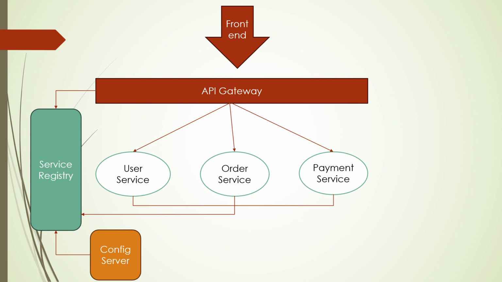Now the request will come from front end to API gateway. Then as per the request, it will redirect to the respective microservice. So if the request is for user service, then API gateway will redirect the request to user service. If the request is for payment service, then API gateway will redirect the request to payment service. So this was all about a very basic architecture of microservice using Spring Cloud.